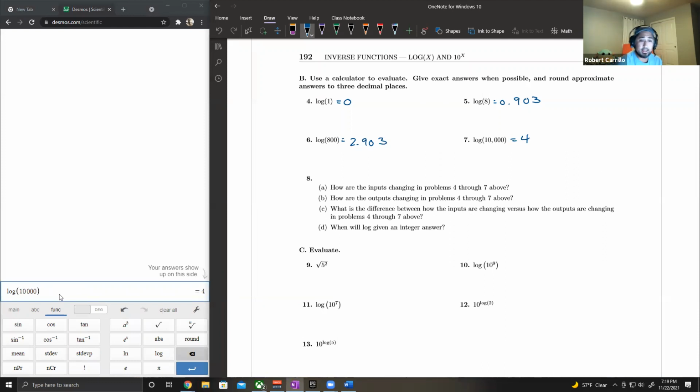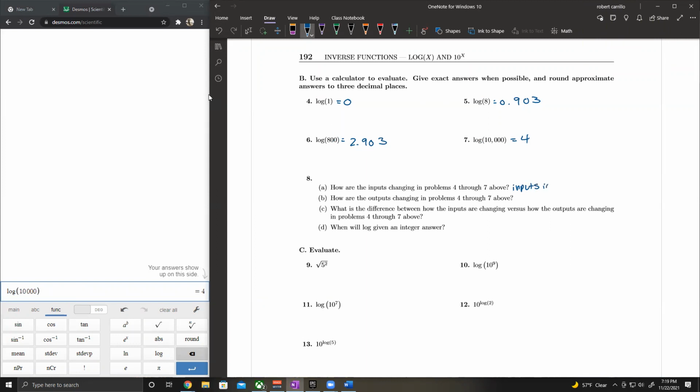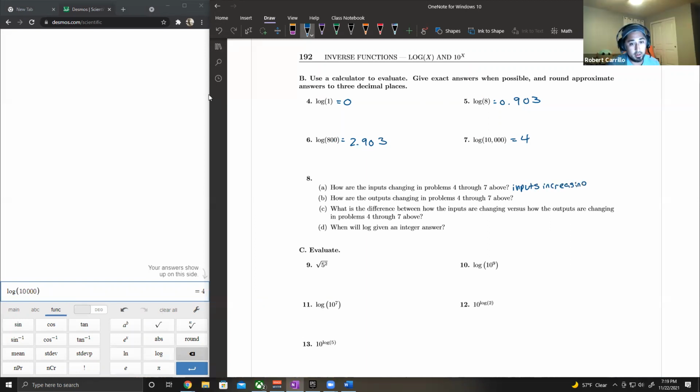Okay. And it says, how are the inputs changing in problems 4 through 7 above? So how are these numbers inside the log changing? What are they doing? Increasing. Good. Inputs increasing. The inputs are getting larger. And how are the outputs changing? Increasing. Outputs are also increasing, but at a smaller rate, right? Yes.